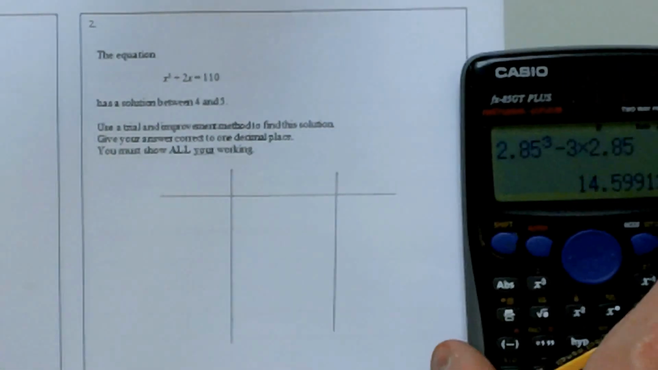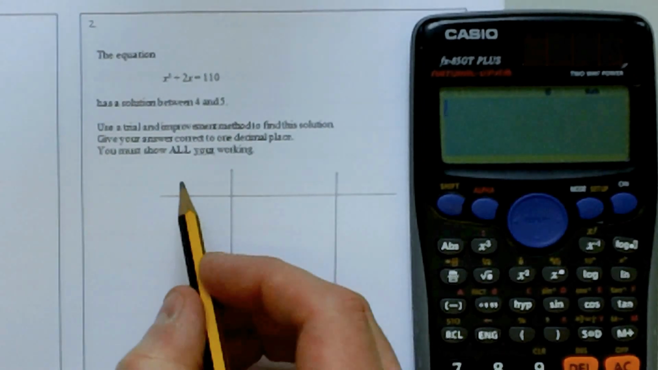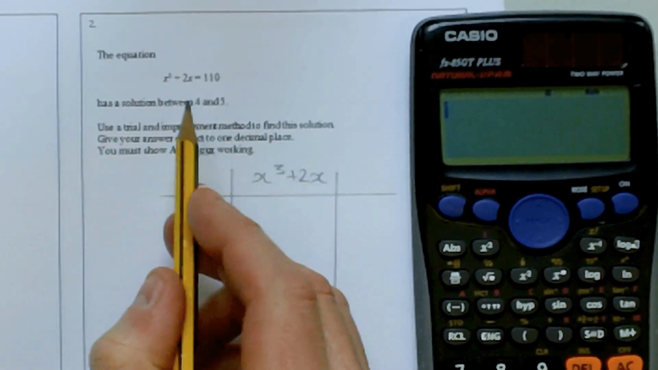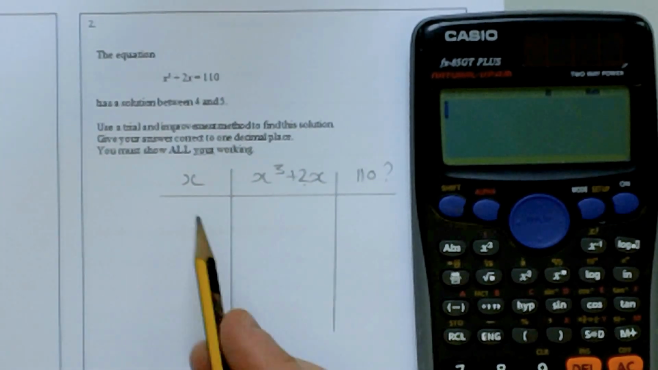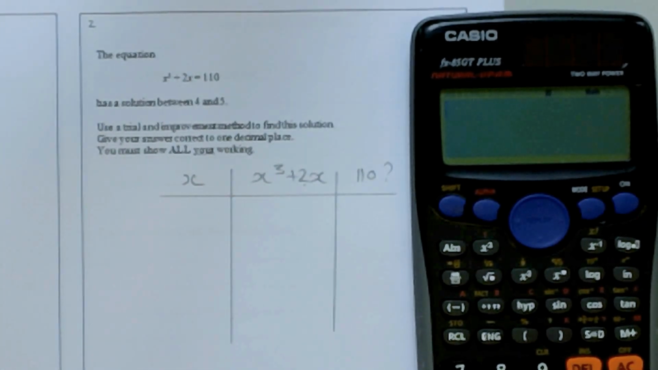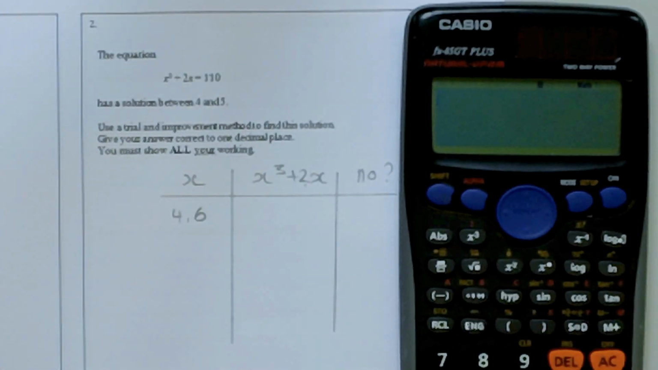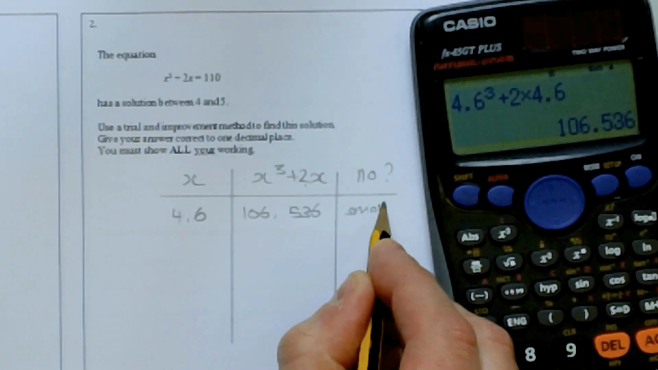Question number 2. Again, same thing. A table to help structure our workings and present them clearly. X, our guesses. Make sure that you get the equation exact. And then 110. The solution is between 4 and 5, so start trying 1 decimal place numbers between. I'm going to go for 4.6 first of all. 4.6 cubed plus 2 lots of 4.6 is 106.536, which is too small.